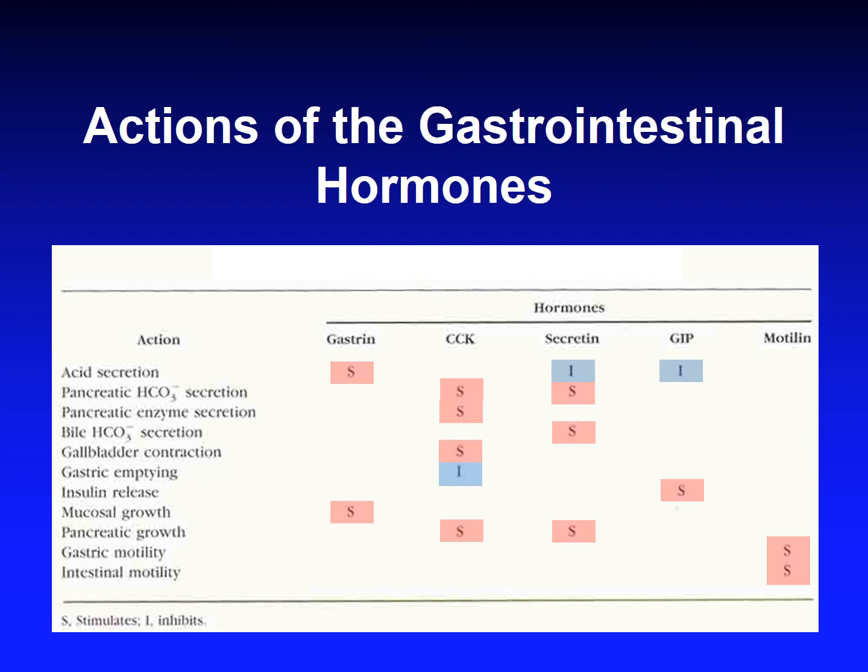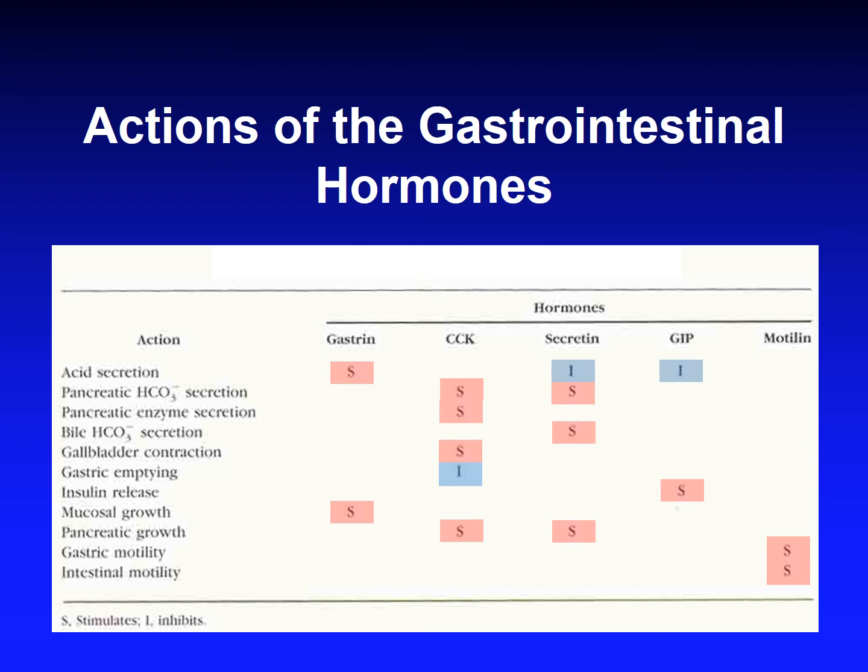CCK stimulates pancreatic secretions and gallbladder contraction. Pancreatic exocrine secretions, which is bicarb and some enzymes, as well as gallbladder contraction. And we'll talk about the functions of CCK again when we study each of the gastrointestinal hormones later.